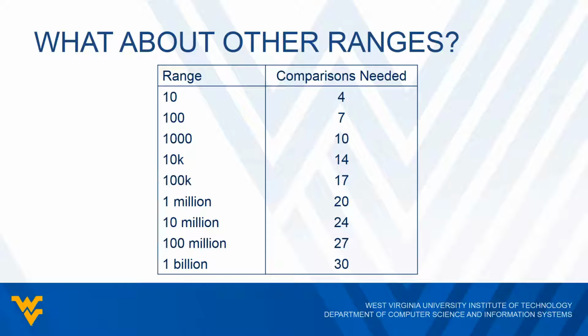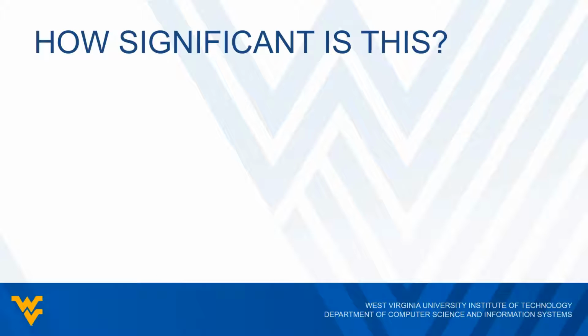So notice that if we go all the way up to a billion, if I told you pick a random number between 1 and 1 billion, and then we use the binary search approach for determining what that number is, we only need 30 comparisons. I mean, look at this. 30 comparisons is all that's needed to correctly guess a number between 1 and 1 billion. That is huge. Are you convinced that this is a huge deal?